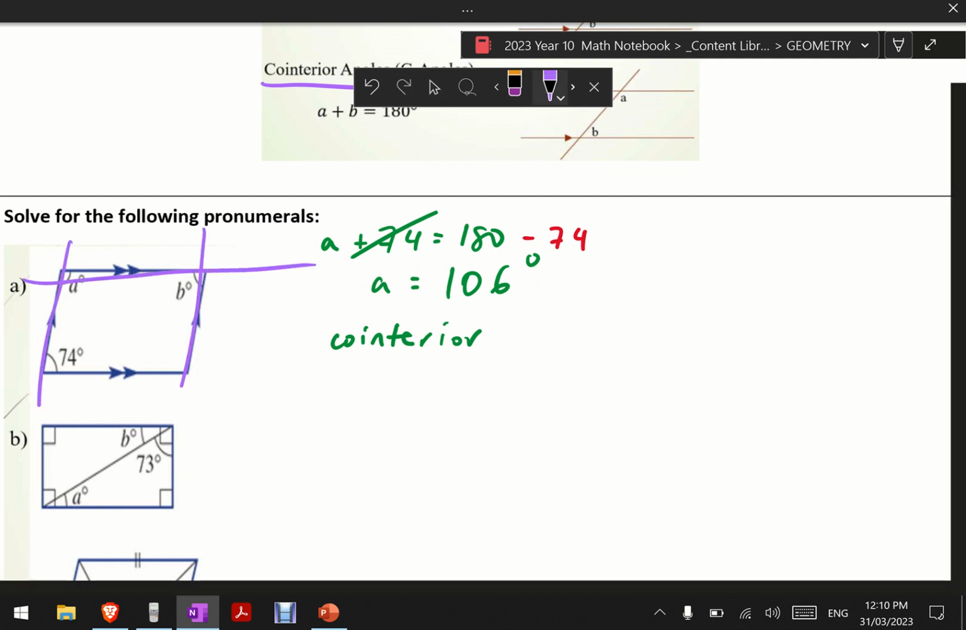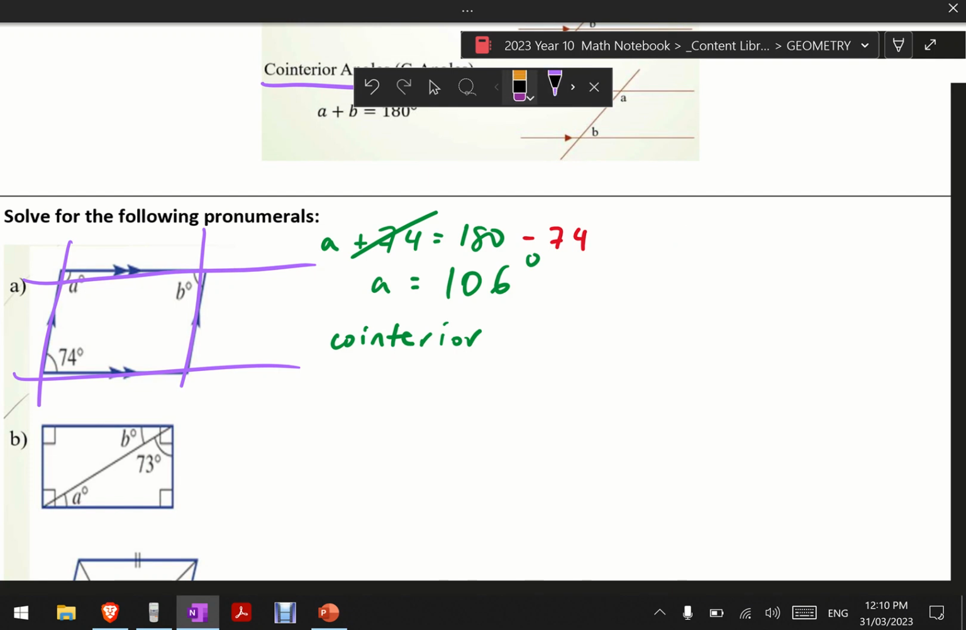Okay, there's my parallel lines, and there's B. What can you say for B? Anybody? You can actually have multiple answers for it. Isn't it co-interior as well? Yeah, you would say it's co-interior, but let's actually do it.